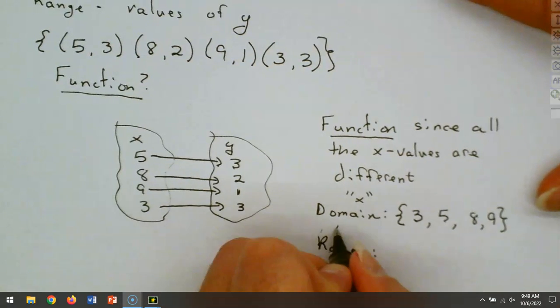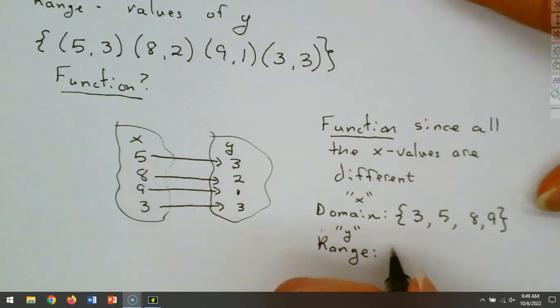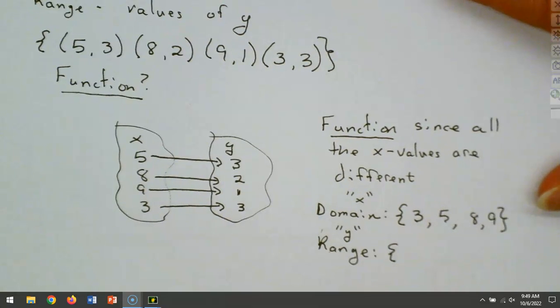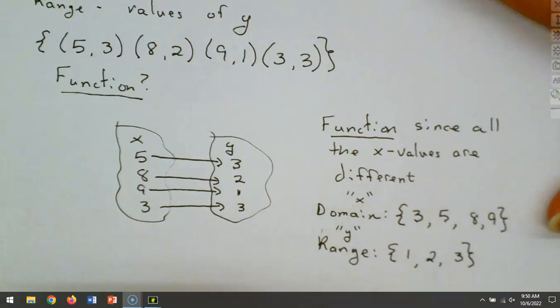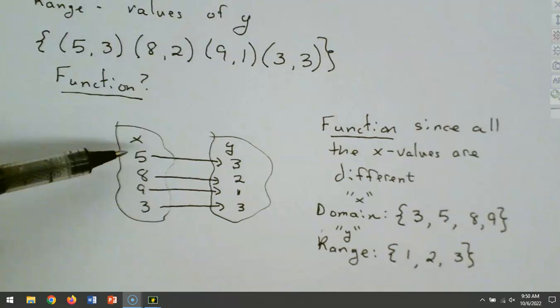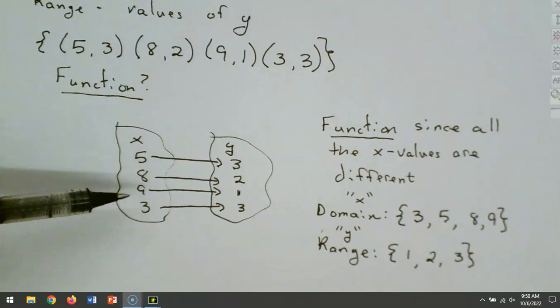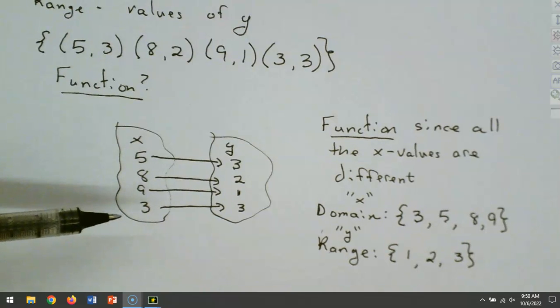Now the range is the values of y. Duplicate values, we only write one time. And our range would be 1, 2, and 3. So this is a function. Okay, why is it a function? That's very easy to tell. All of your x values have to be different. So that tells me that this is a function.